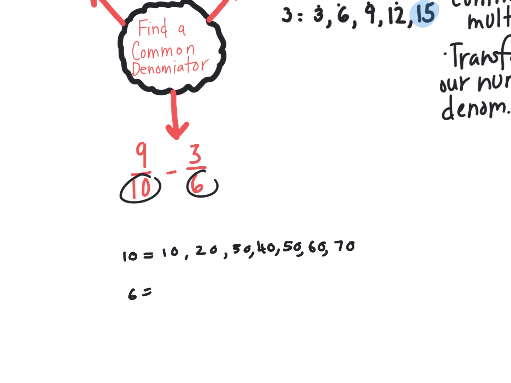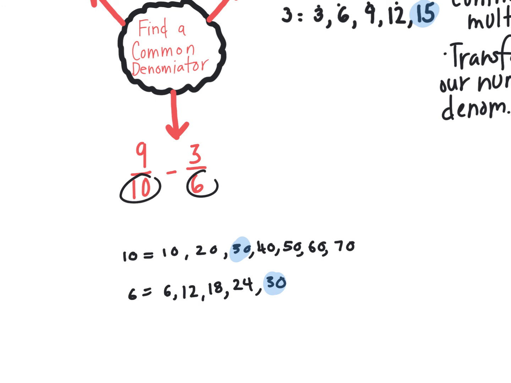All right, let's do my 6's. 6 times 1 is 6. 6 times 2 is 12. 6 times 3 is 18. Nothing in common yet. 6 times 4 is 24. 6 times 5 is 30. Uh-oh, I found one. Right here. 30. That's my common. And that's what we have to change everything to. So let's do it. Okay.